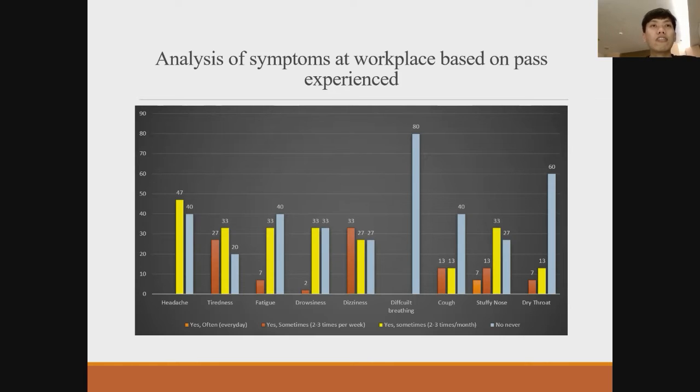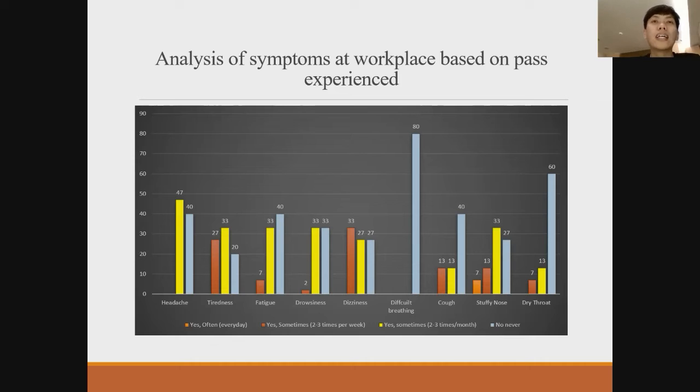In different percentages of occupants saying that. 33% of the occupants say that they feel dizziness. Another category, sometimes, is 2 to 3 times per month. So headache is the most frequent, with the highest number of occupants, which is 47 occupants saying that they feel headaches 2 to 3 times per month.